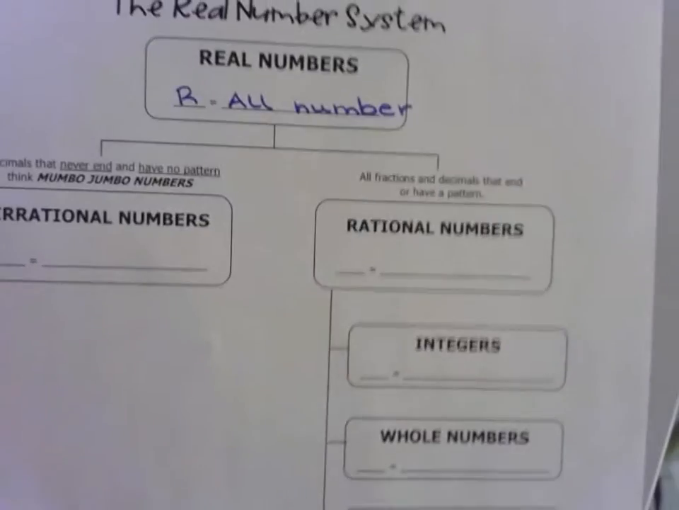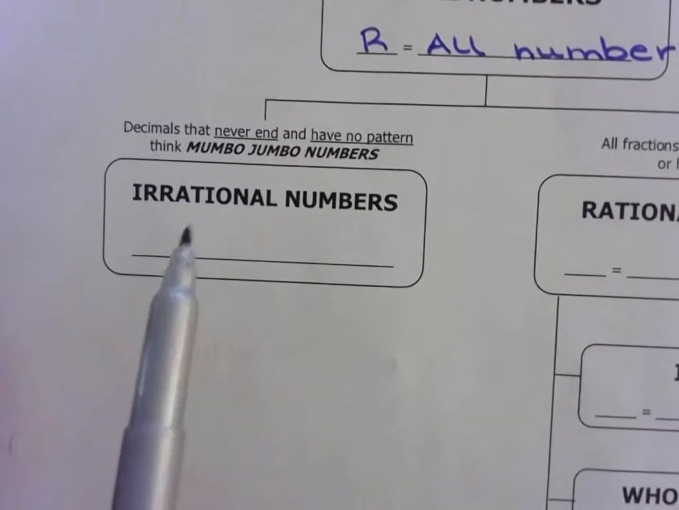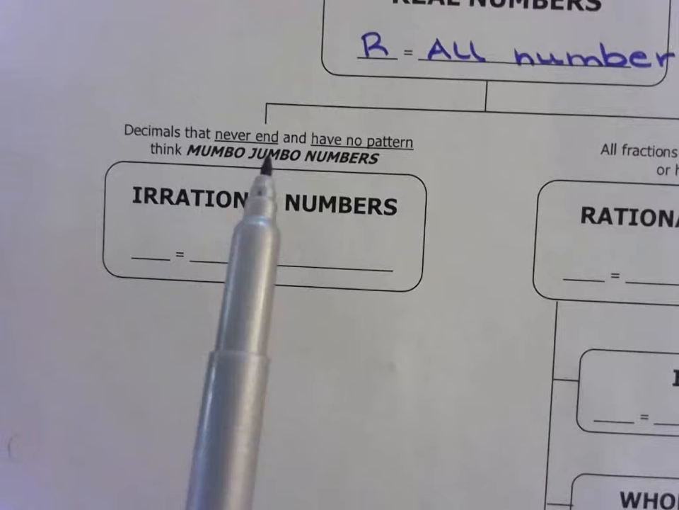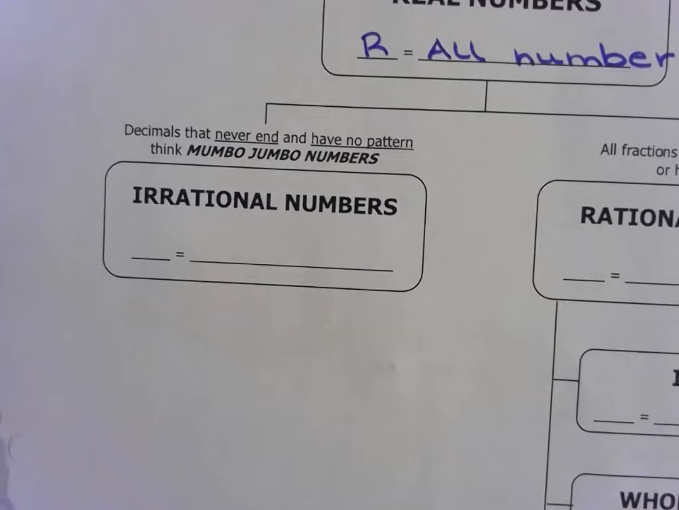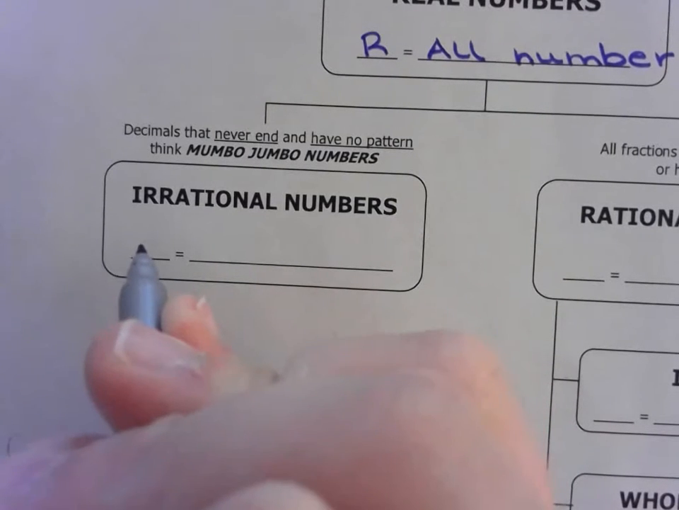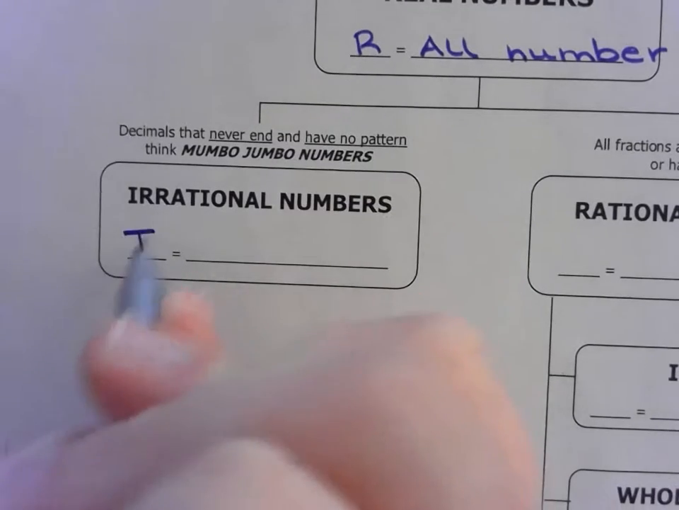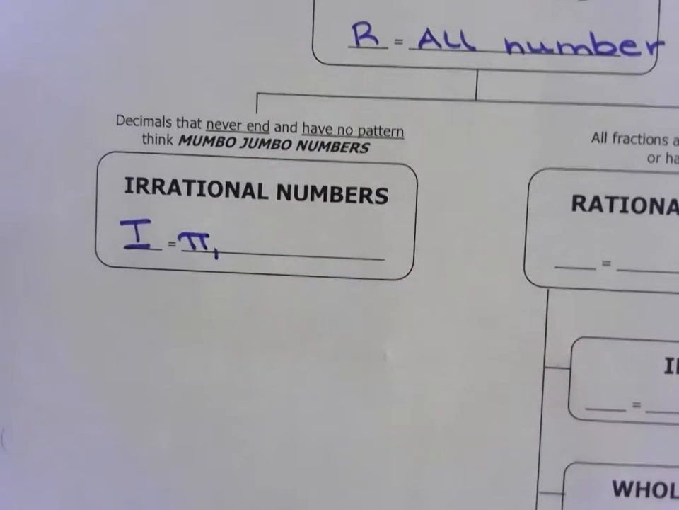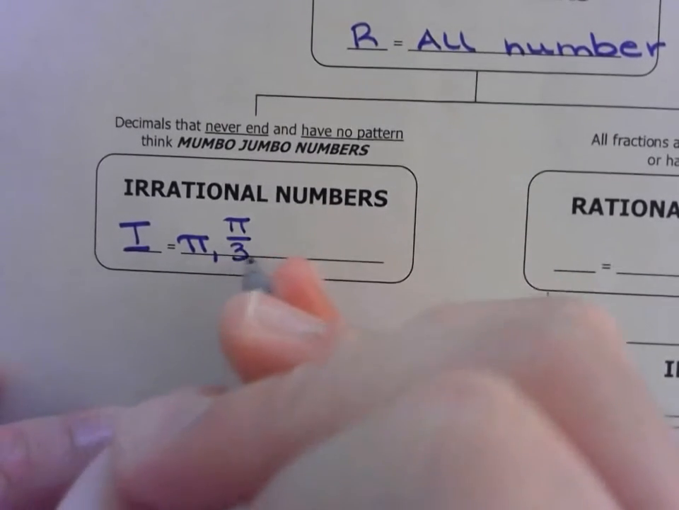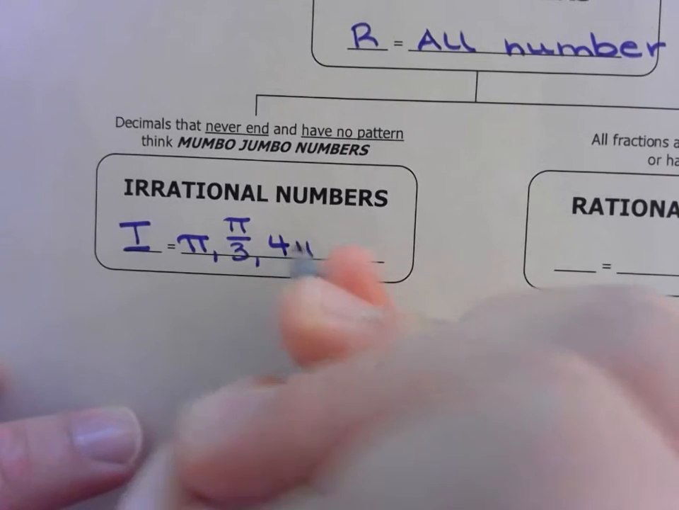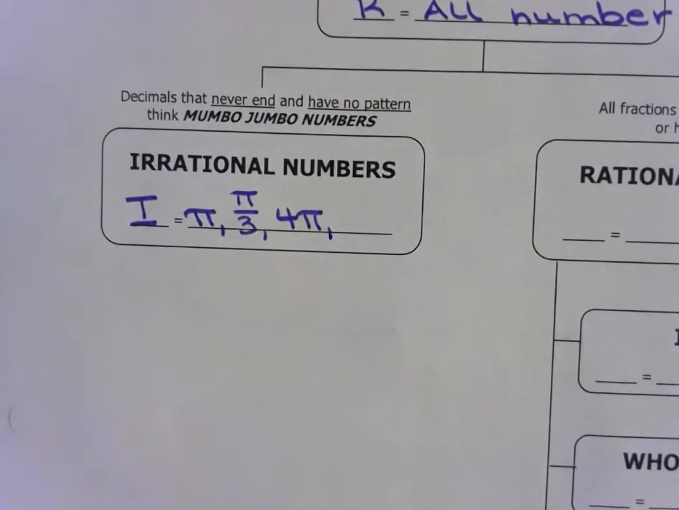Then we can split it into two categories, either irrational or rational numbers. If you look at irrational, those are decimals that never end and have no pattern. Think mumbo-jumbo numbers. So an irrational number is a decimal that never ends and has no pattern. An example would be pi. Pi is a perfect example. Anything with pi is irrational: 3.14 blah, blah, blah. Whether it's pi, pi over 3, or 4 pi, anything with pi is always irrational.